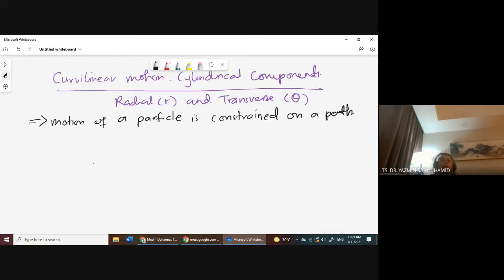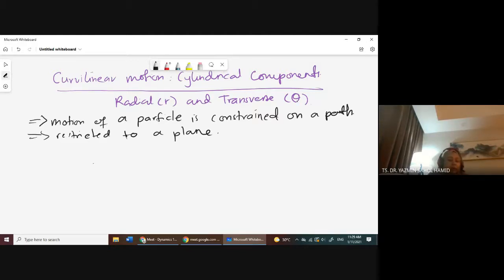Okay, so when the motion of a particle is constrained on a path, then we can use radial and transverse. What it means is the motion is restricted to the plane. But when it's restricted to a plane, we can use polar coordinates to solve the problem. So another way to say it is it's restricted to a plane.